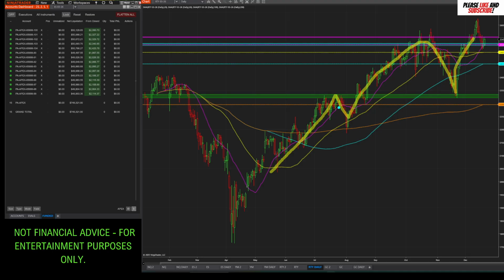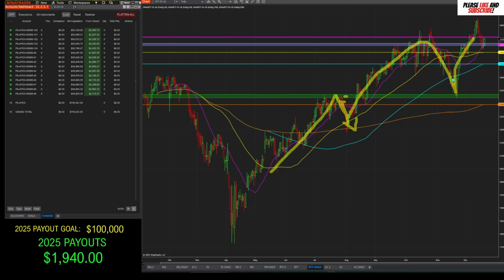So big picture, you have a break. This could have been a short-term break and retest short, and then you also have this, now would be a break and retest long. Now this is a big picture daily chart. This is not something that we're trading in our funded accounts, but in any case, that's what I'm looking at.